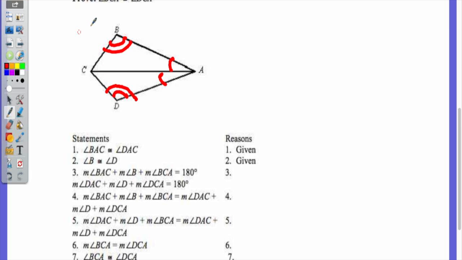So, the measure of angle BAC, which is this angle here, plus the measure of angle B, plus the measure of angle BCA equals 180 degrees. What theorem or postulate is that? It's triangle sum theorem. Angle addition postulate says two smaller angles add up to make the same larger angle. That's not what's happening here. We have three angles in a triangle. They add up to be 180 degrees.